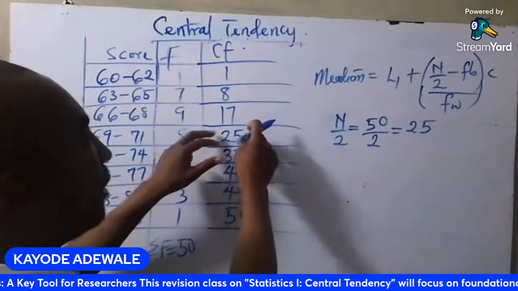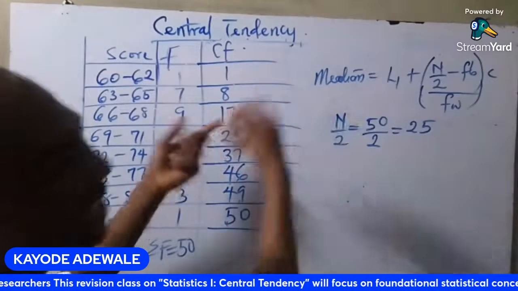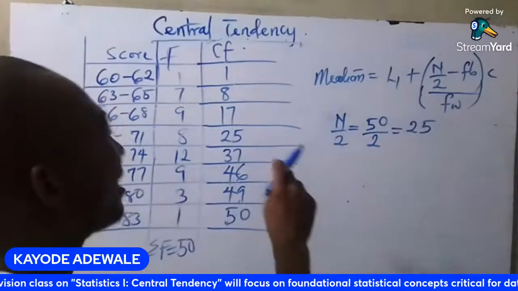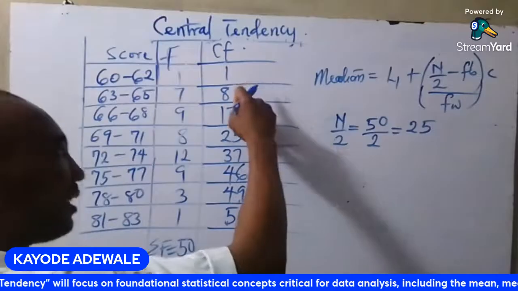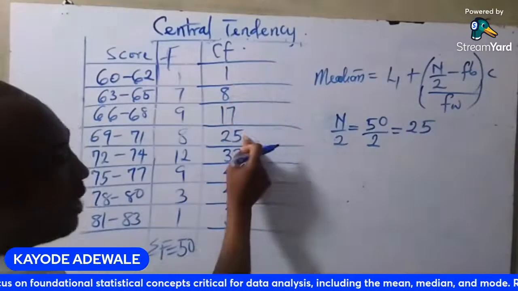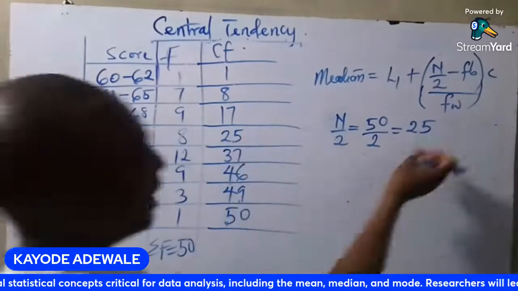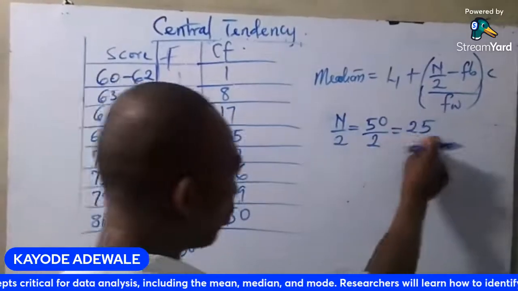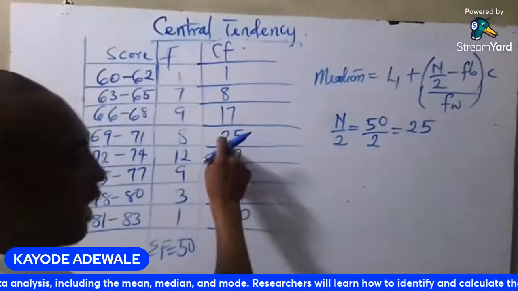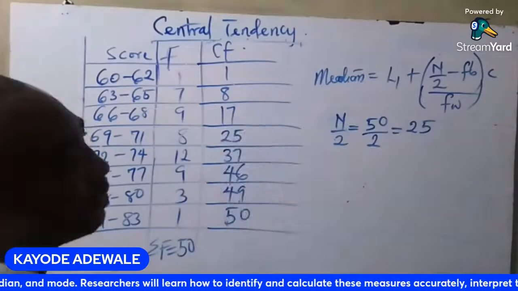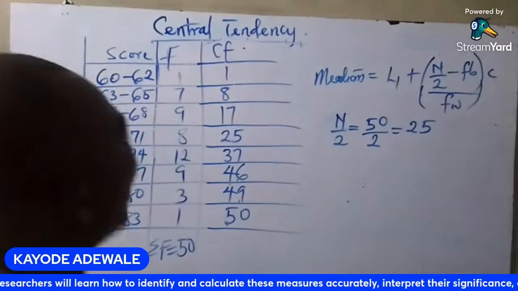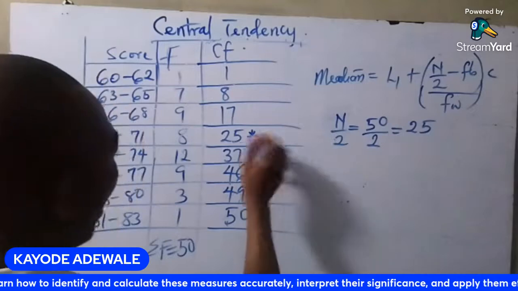The number here could be 30, could be 28, 29. But looking at the cumulative frequency here, this is 17. The next number after 17 is 25. So we are just fortunate that n divided by 2 is 25. Sometimes this place could be 27. So that means your 25 fell within this range, and our median class has now been identified.